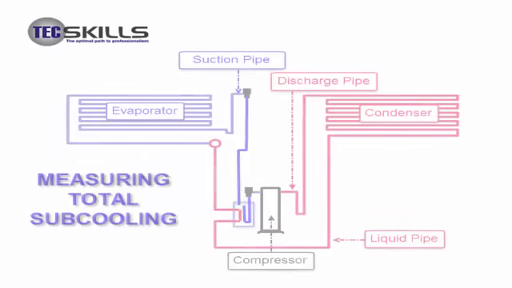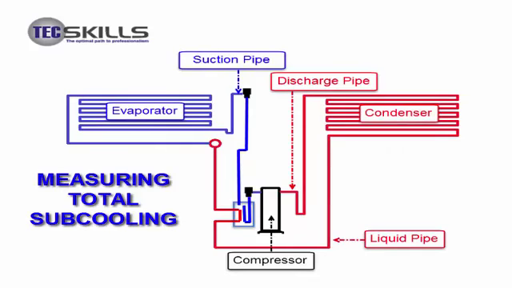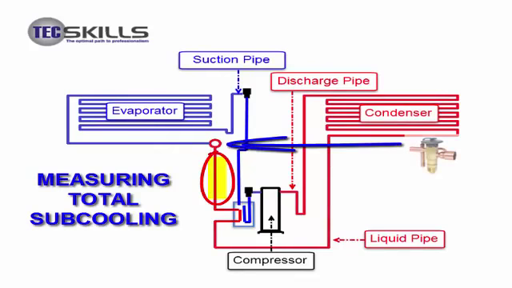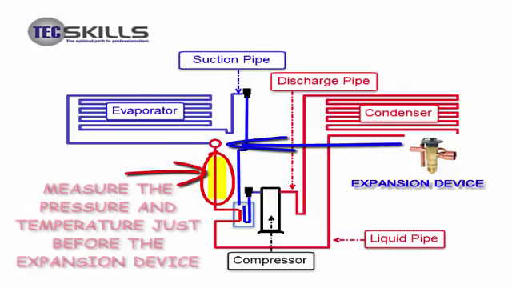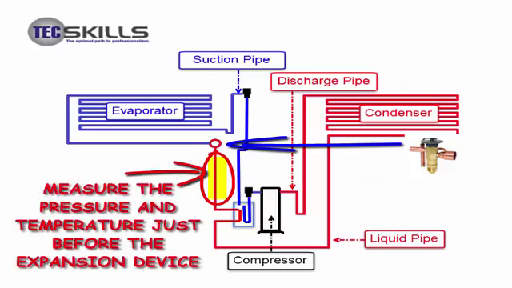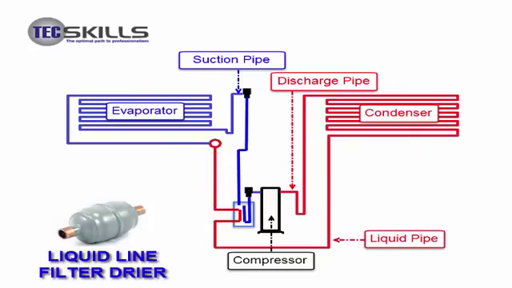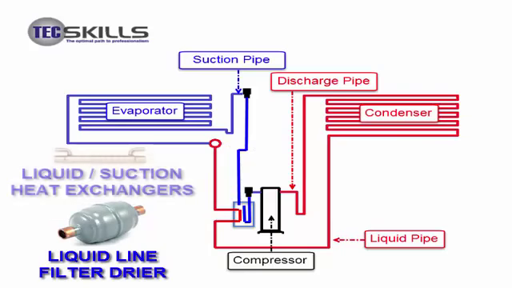To measure the total subcooling of a system, the temperature and pressure measurements are taken just before the inlet of the expansion device. Compared to the condenser subcooling, the total subcooling measurement can be affected by pressure drop, which will vary with the length and quality of bends in the liquid line, restrictions in the filter dryer caused by moisture or partial blockages, as well as temperature changes caused by liquid subcooling heat exchangers.